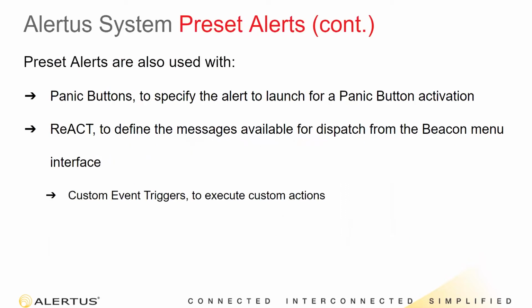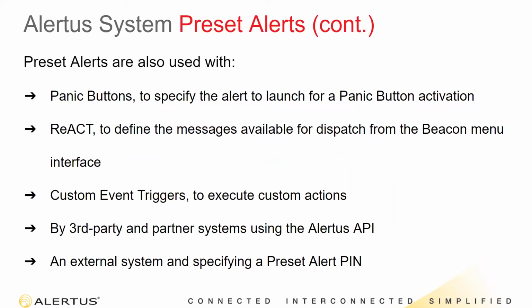So preset alerts are not just used to activate from the web console or the mobile activator app, but they're great to apply to panic button activations and custom event triggers. So if you press a button or if you set up some custom event trigger that is getting a third-party feed, for example, the NOAA CAP alerts, you can create preset alerts that will be launched as soon as the system picks those up. You can also use them for external systems such as VoIP phones. Using a preset alert pin, you'll be able to activate preset alerts from the VoIP phone using a pin that you have created.